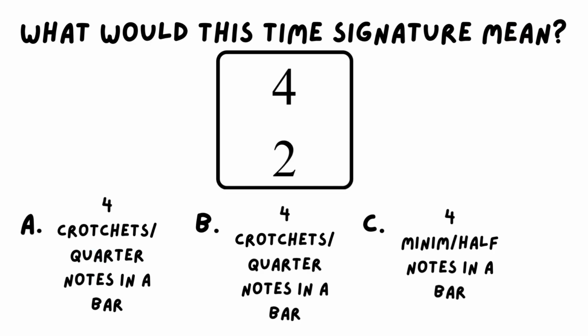Right, so what would this time signature mean? 4/2. So let's think about it. What does the bottom number mean? That's the key here. All right, have a think about it. Pause the video if you need to. Okay, have a think. Answer coming up. 3, 2, 1. Yes, so that'd be 4 minims in a bar or half notes.